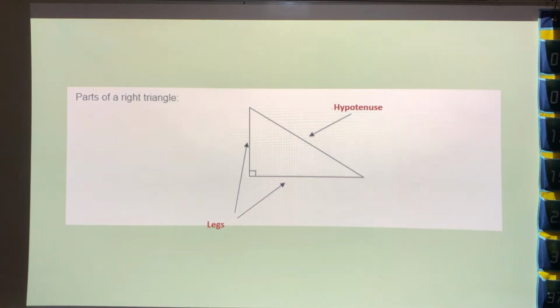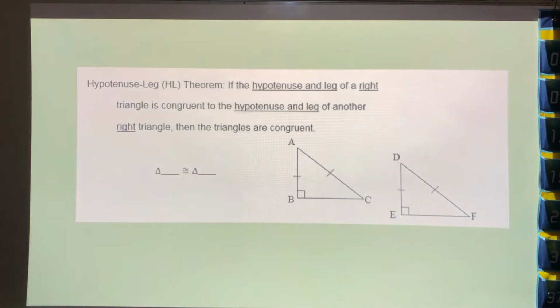Today we're going to talk about a theorem called hypotenuse leg, and that's going to be a shortcut to proving two triangles are congruent. This says that if you have a hypotenuse and leg of one triangle that's congruent to another hypotenuse and leg of another, then the two triangles are congruent. So in this case, if we called it triangle ABC, it would be congruent to triangle DEF.